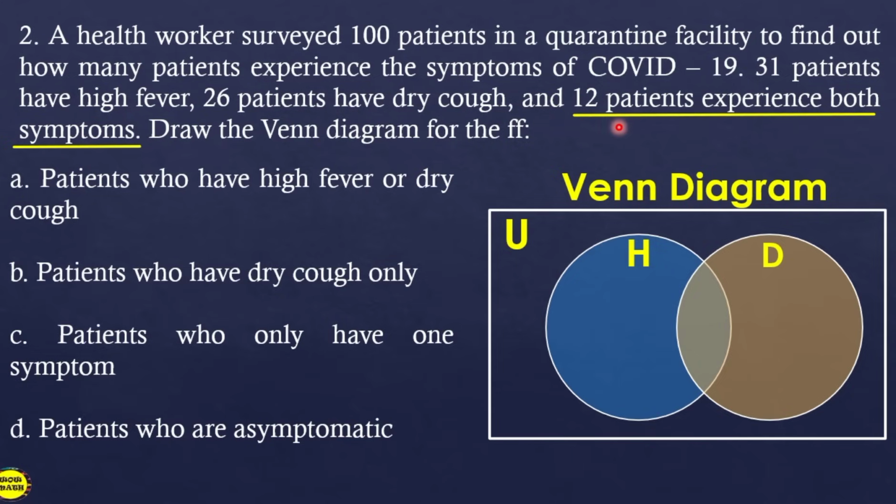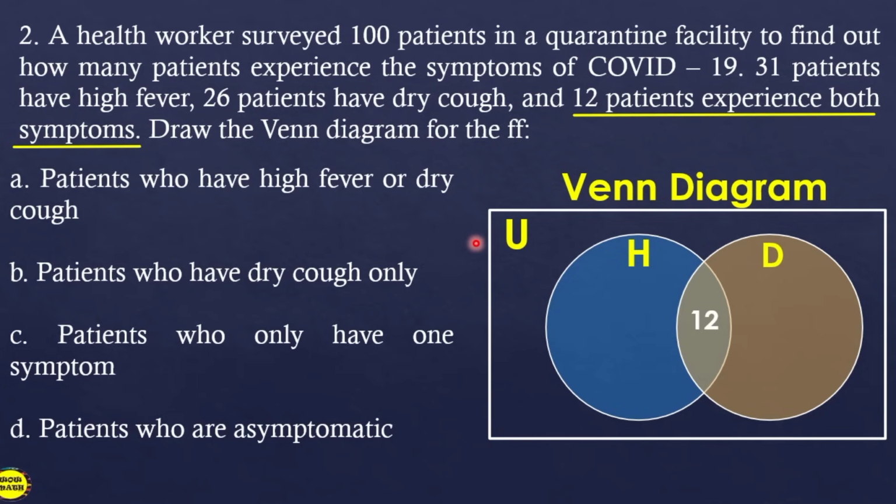So, paano natin malalaman na that is the intersection? Both. Okay? So, meron pareho. So, ibig sabihin, ito yung intersection natin. So, yan po ang ilalagay natin sa center. Okay? So, 12 patients experience both symptoms. So, itong 12 na to, meron siyang high fever, meron siyang dry cough. So, as you can see, itong 12 patients na to ay part ng event H and event D.